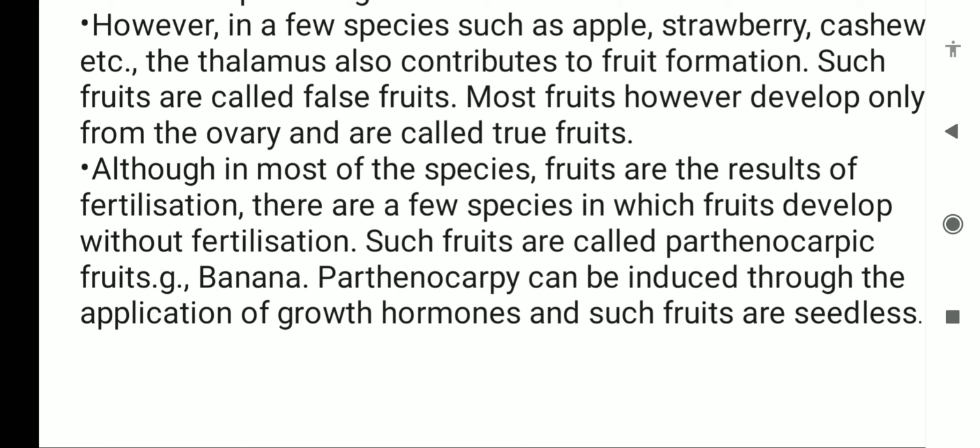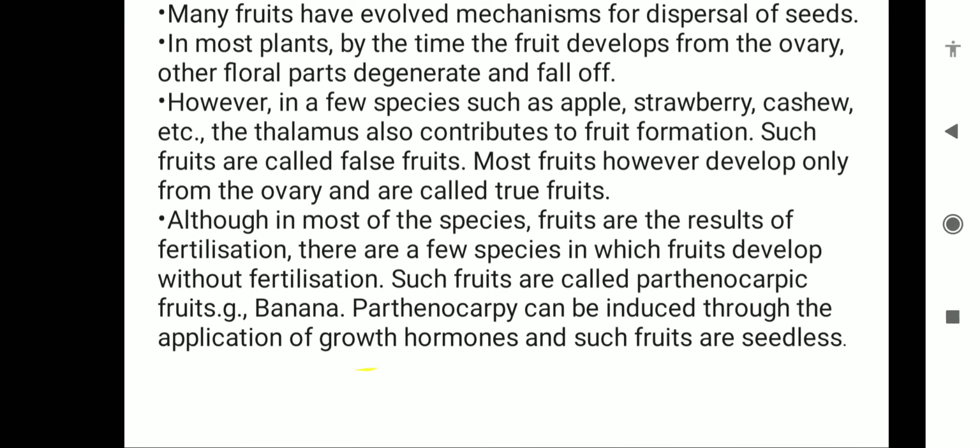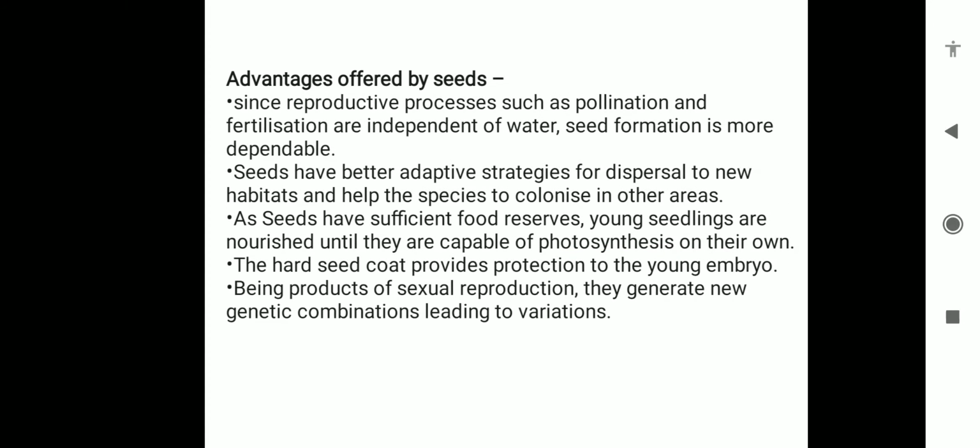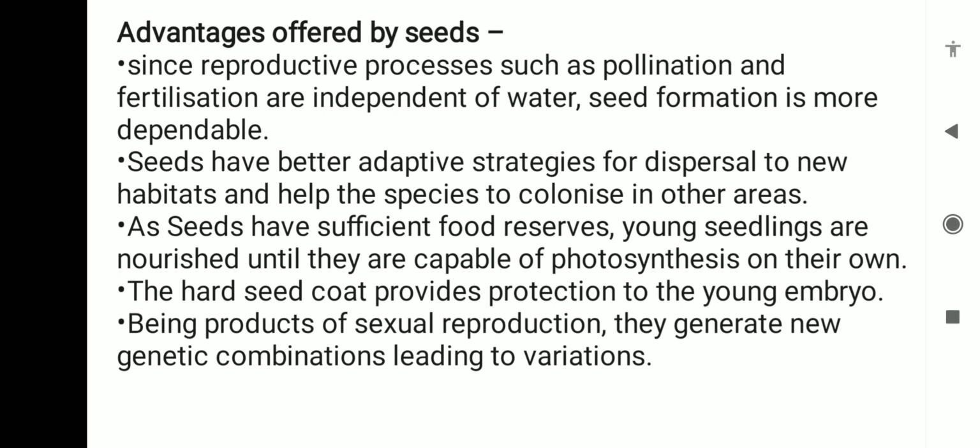Parthenocarpy is when the formation of fruits occurs without fertilization, and for parthenocarpy to occur, it can be induced through the application of a growth hormone. Beta, this is very important. The name growth hormone is very important. Such fruits are seedless. The fruits which are formed after parthenocarpy are seedless. They do not have any kind of seeds with them.